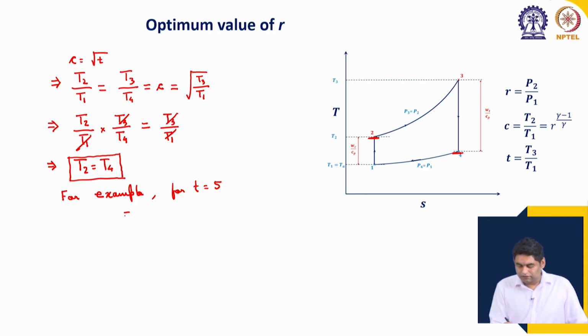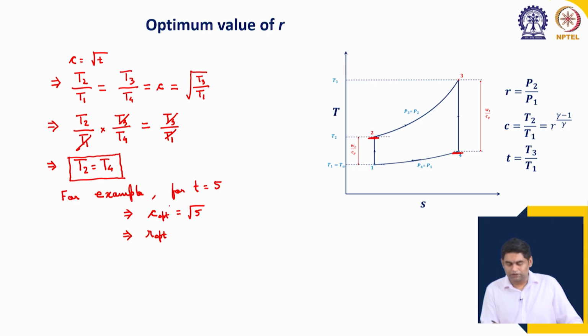So, we get that C optimum should be equal to root T, which is root 5, which gives us the optimum value of R. Remember that R is related to C such that C is equal to R to the power (gamma minus 1) by gamma, or R is equal to C to the power gamma by (gamma minus 1). So, this is equal to 16.72. For this temperature ratio, if we take a pressure ratio of 16.72, which is a reasonable pressure ratio, we will get the maximum work output from the cycle.